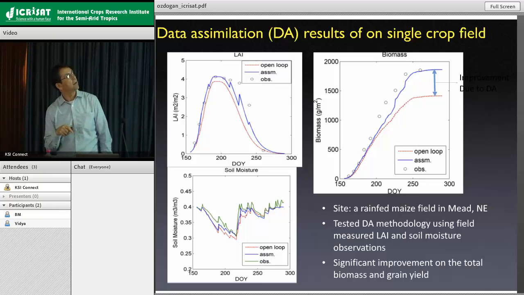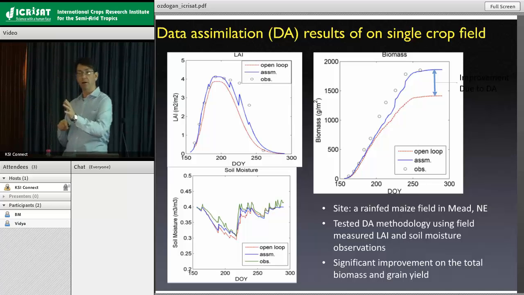Here is the biomass part. So here is the open loop version. That's what the model would have produced in terms of biomass. And here is what the model is producing in terms of biomass with the data assimilation. And the open circles over here are the observations of biomass.